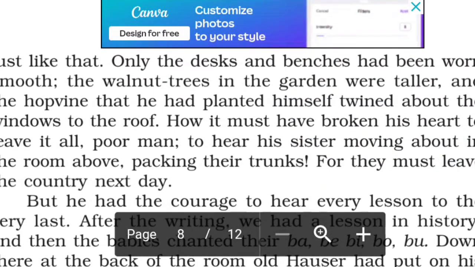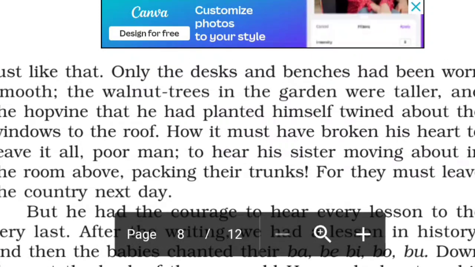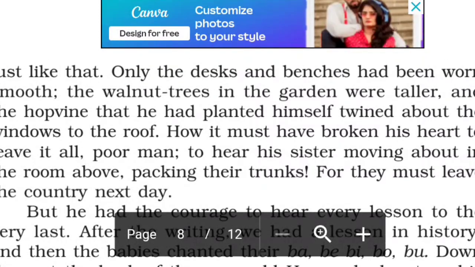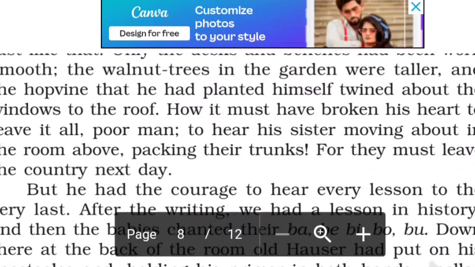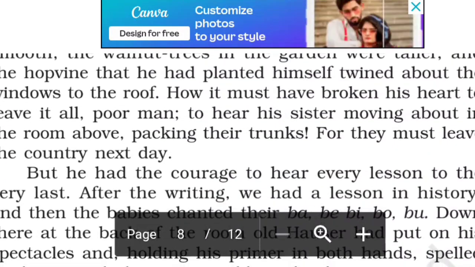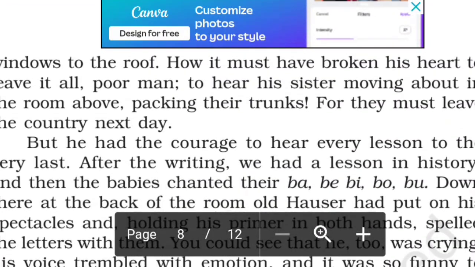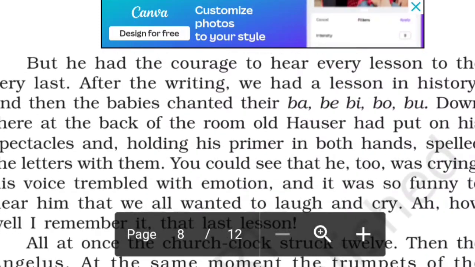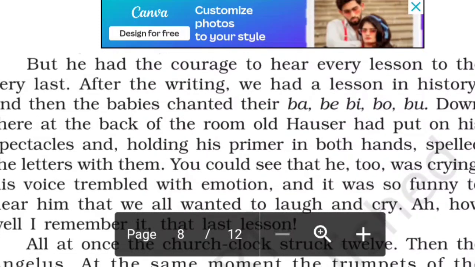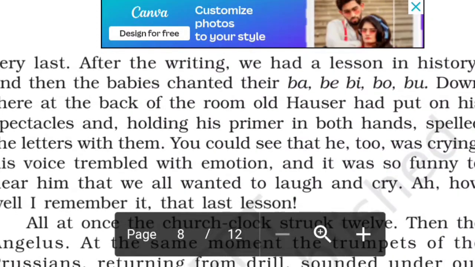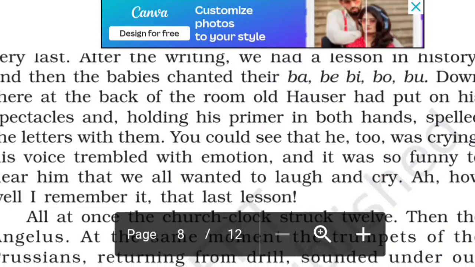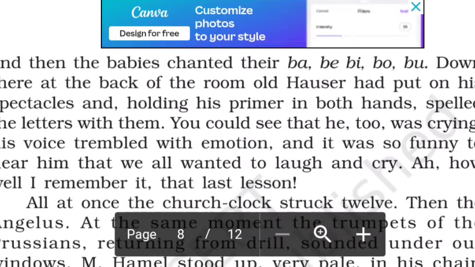The walnut trees in the garden were taller, and the hop vine that he had planted himself twined about the windows to the roof. How it must have broken his heart to leave it all, poor man, to hear his sister moving about in the room above, packing their trunks, for they must leave the country next day. But he had the courage to hear every lesson to the very last. After the writing, we had a lesson in history, and then the babies chanted their "Ba, Be, Bi, Bo, Bu."